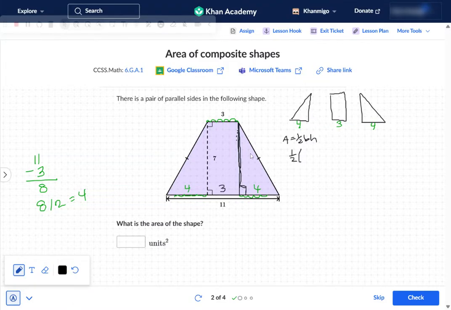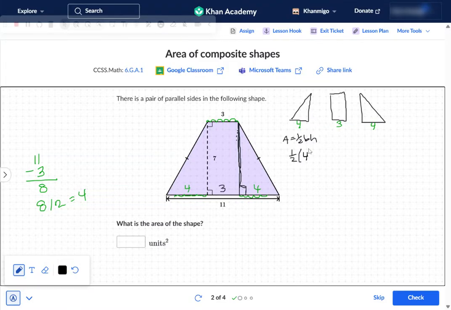All right, so 1/2 of the base 4 times the height 7, that was given. Half of 4 is 2. 2 times 7 is going to be 14. So the area for this first triangle is 14.